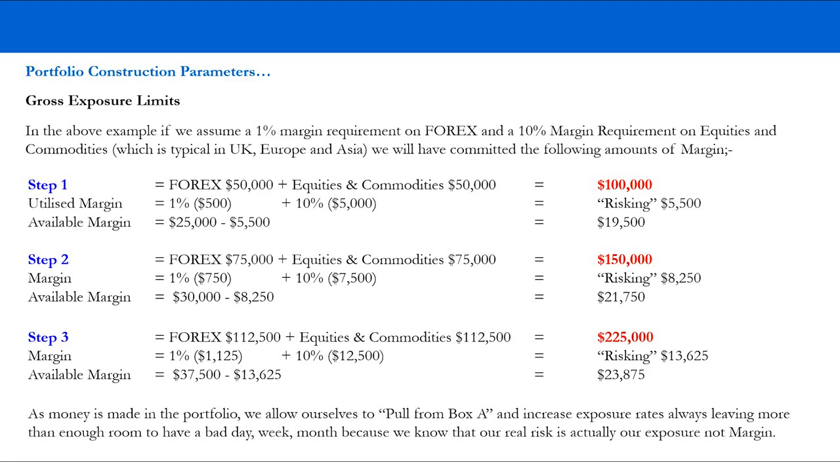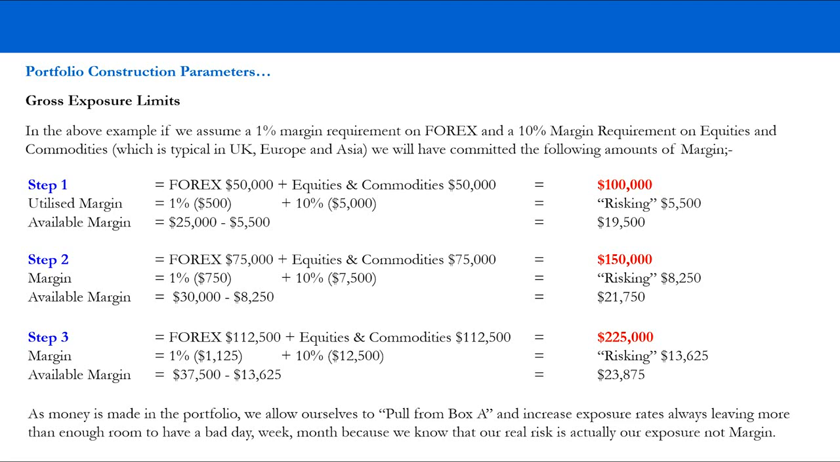So in total, we're risking $12,375. That's the portion of the margin we're risking. The available margin is the margin that we started off with at the beginning of step 3, $37,500, minus what we're risking, $13,625, leaving $23,875, which is our cushion against a margin call.